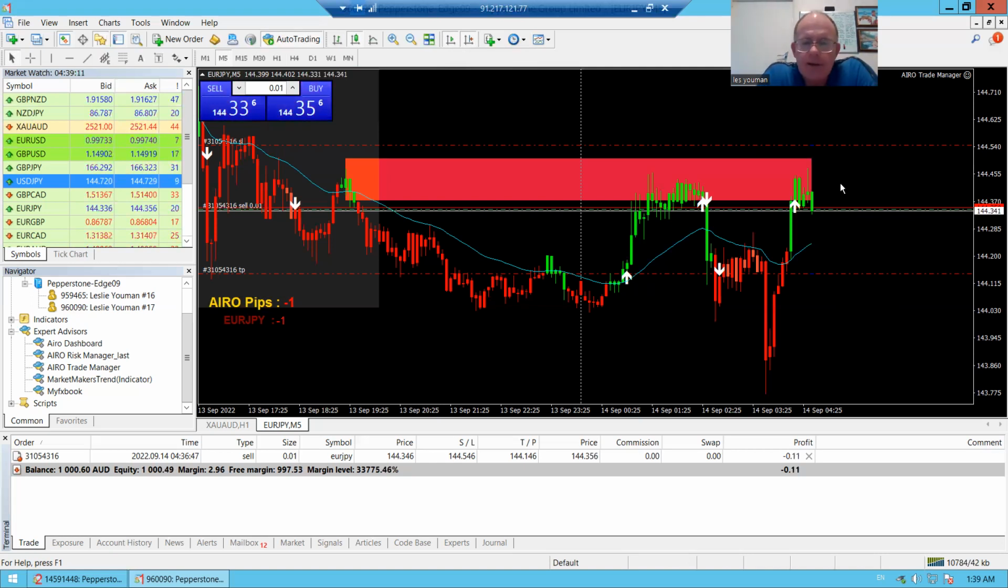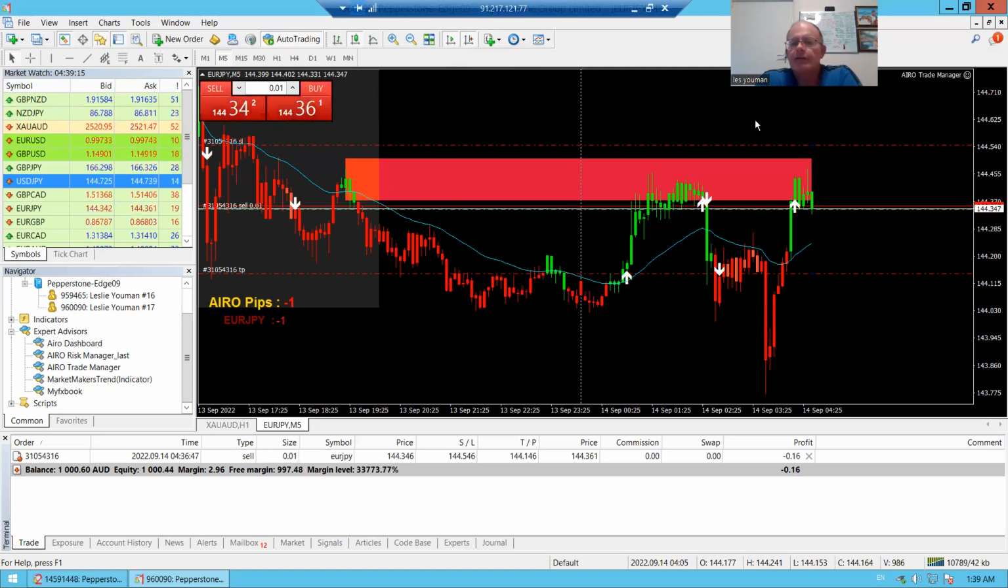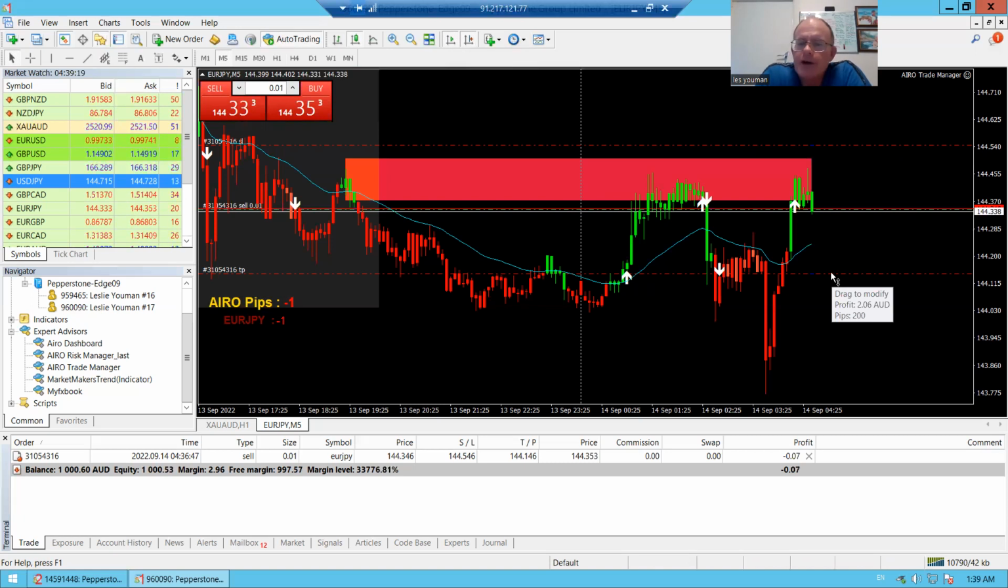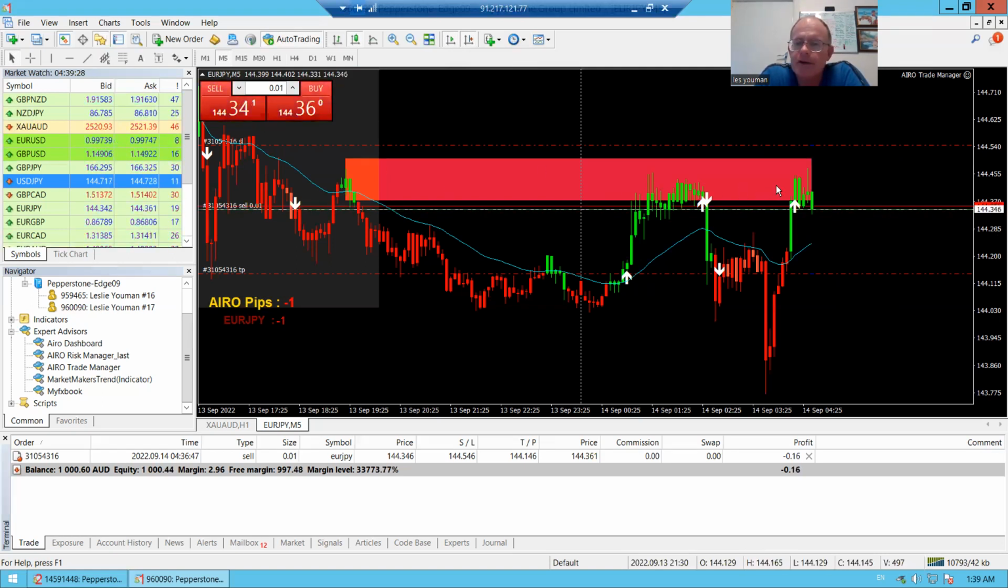Another thing you can do, and this, I guess, is if you've got a little bit of trading experience, you would have a look at this and you could adjust your take profit and your stop losses based off market structure. So for me, this is a resistance zone. So I think, fine tune this a little bit and bring it right down to almost on that resistance zone.